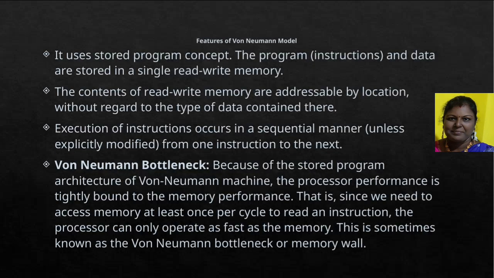Let's talk about the von Neumann architecture, a foundational concept in computing. Here, both the program instructions and the data live together in a single read-write memory. This memory is organized by address, not by data type, so the system treats everything the same way. Instructions run one after another, step by step, unless something changes the flow. But there's a catch. The processor's speed depends heavily on how fast it can access memory. This limitation is known as the von Neumann bottleneck, or the memory wall.